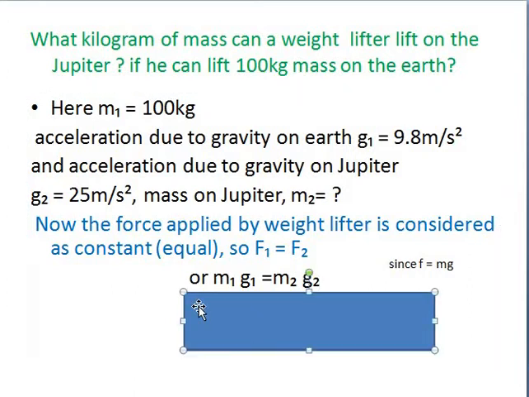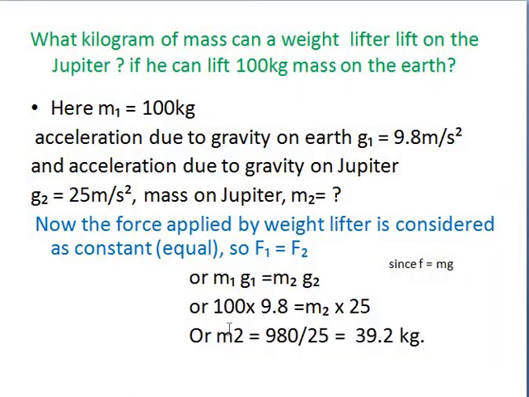Okay, we have the solution here. 100 times 9.8 divided by 25, and by calculating we get 39.2 kg. And from this, what we see here is the weightlifter who can lift up 100 kg mass on Earth can only lift up 39.2 kg on Jupiter.